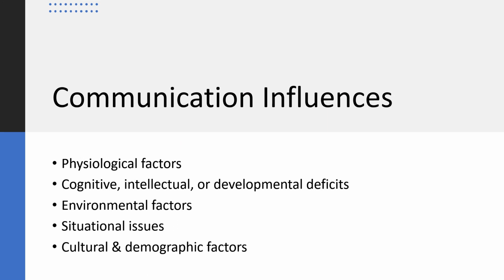Physiological factors such as hearing loss or vision loss can prevent effective communication. Cognitive, intellectual, or developmental deficits, like autism, can influence the ability to effectively communicate. Environmental factors are considered as excessive noise, extreme temperatures, and lighting. These can all act as a distraction for effective communication. Situational issues cause strong emotions, like fatigue, anxiety, or fear.